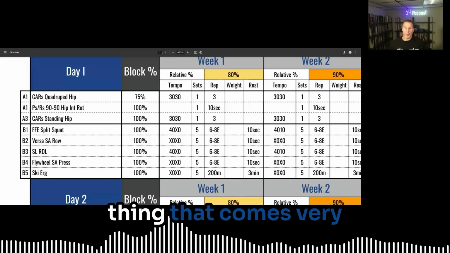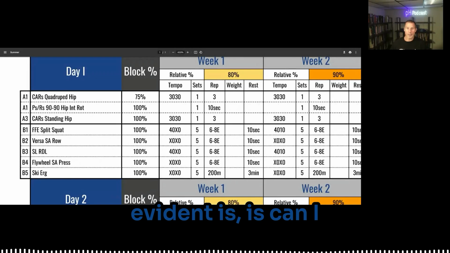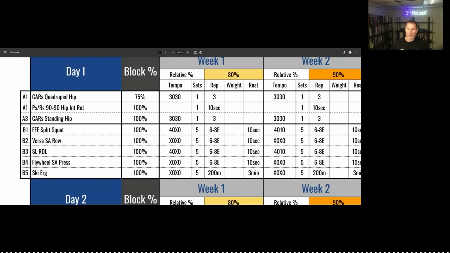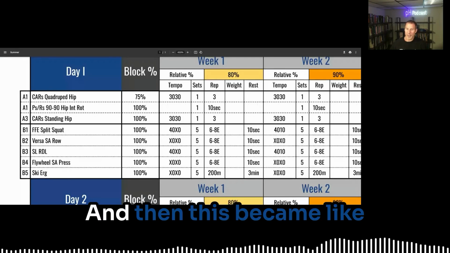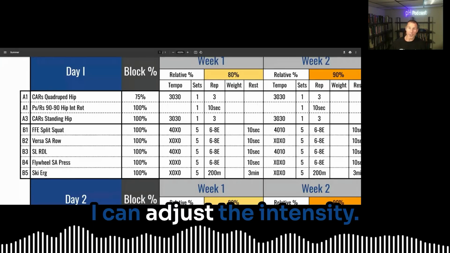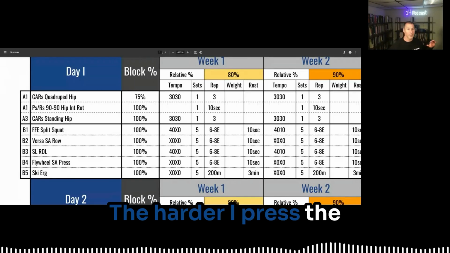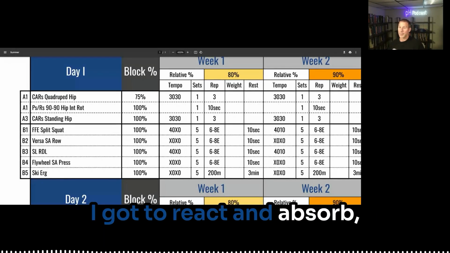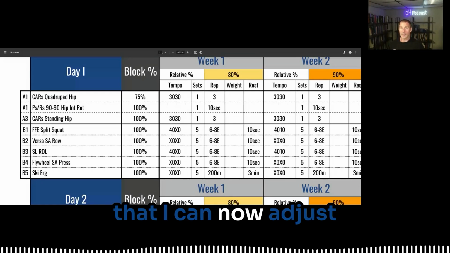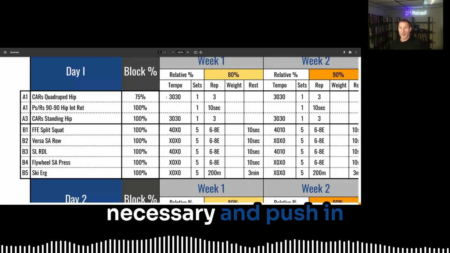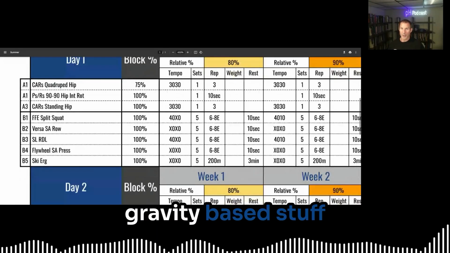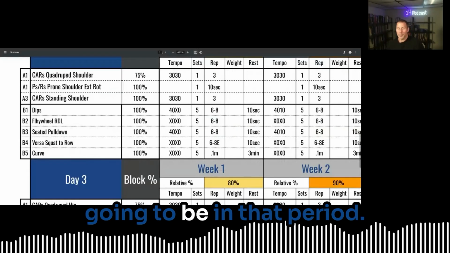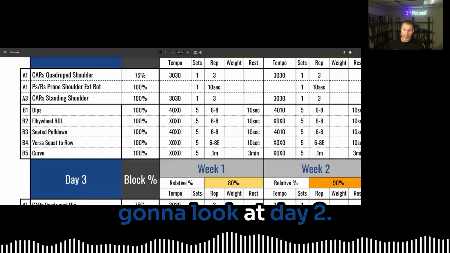And one thing that becomes very evident is, can I maintain quality on these gravity-based movements? And then I can adjust the intensity. The harder I press, the more the eccentric load is, and the more I've got to react and absorb. But it's good in that way, that I can now adjust those things when necessary and push in other areas, because gravity-based stuff typically doesn't change during the set, and you're going to be what you're going to be in that period. All right, then we're going to look at day 2.